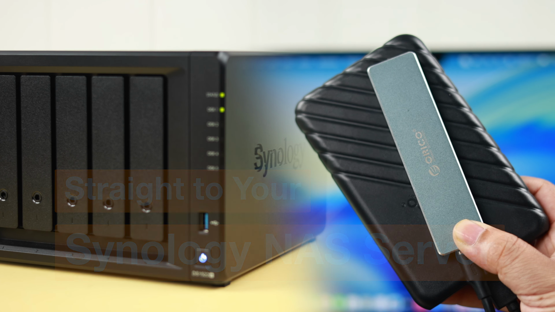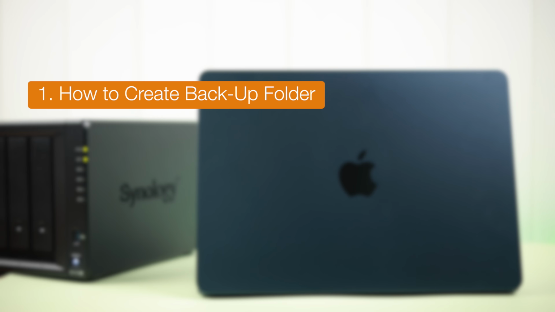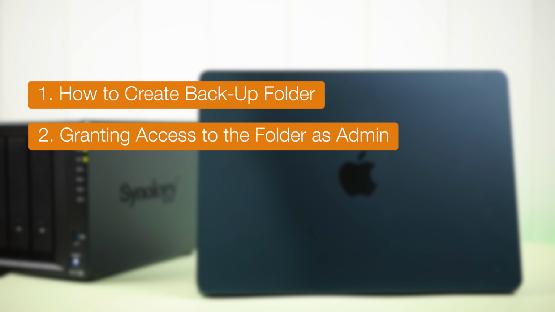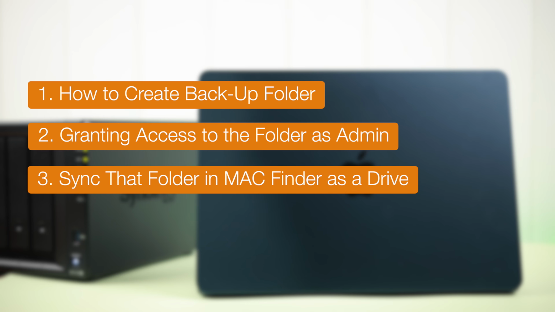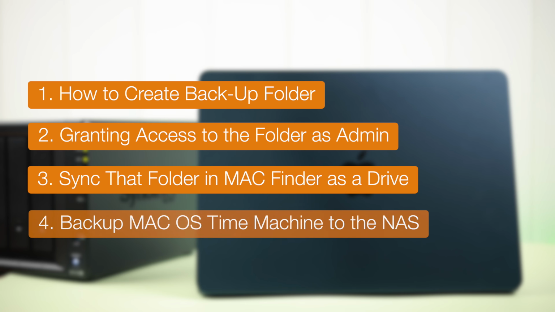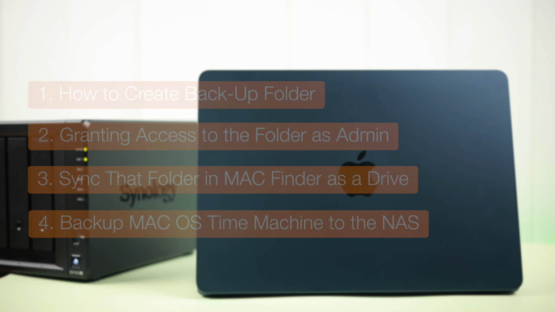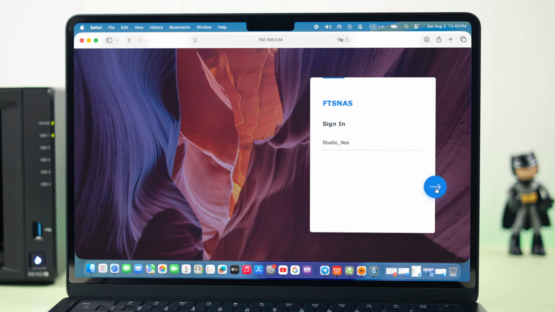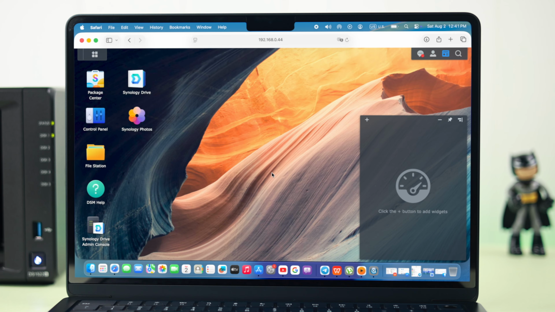Alright, so we're going to show you how to create a backup folder, then grant access to the folder to the admin, sync that folder to your Mac Finder as a drive, and lastly, we'll back up our macOS Time Machine to the NAS server. Alright, so for that, first log into your NAS web browser to the account that you want to store your Time Machine backup.